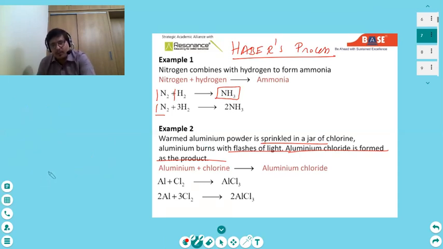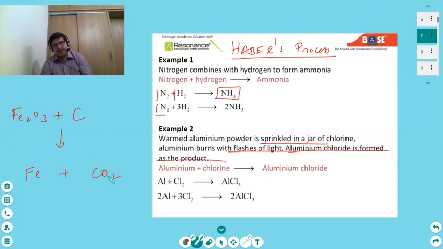One more I am giving you. Now you write the formula by yourself. No, you can't write. Suppose I give you iron oxide, Fe2O3, and treat with carbon. When I do this, I will get Fe and I will get carbon dioxide gas. Can you balance it? Do it fast.